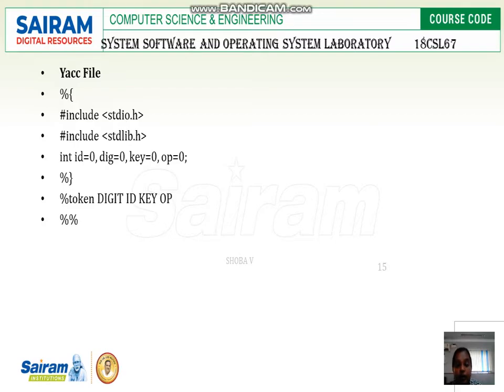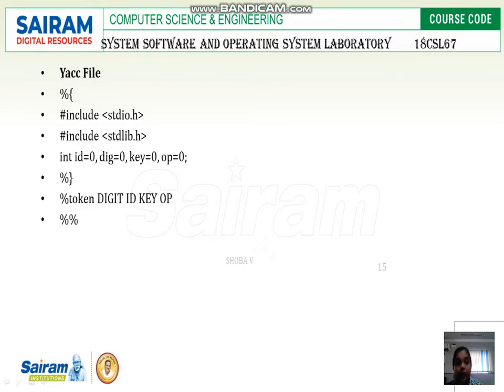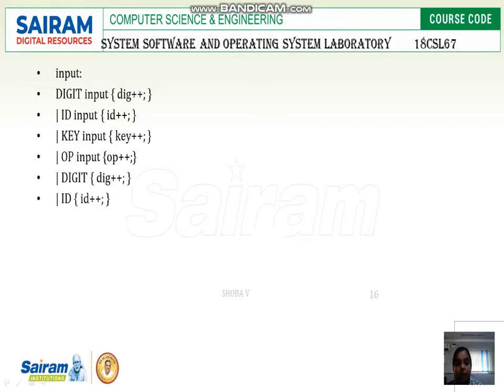Here it should start with the delimiter, I mean percentage and open brace, hash include stdio.h and stdlib.h, and we declare the variables with data type integer: id equals 0, dig equals 0, key equals 0, and op equals 0. This is the definition section, and now this is the rule section. It should be followed by open brace and close brace, and for the digit we do plus plus, an increment by one, followed by the rule section.